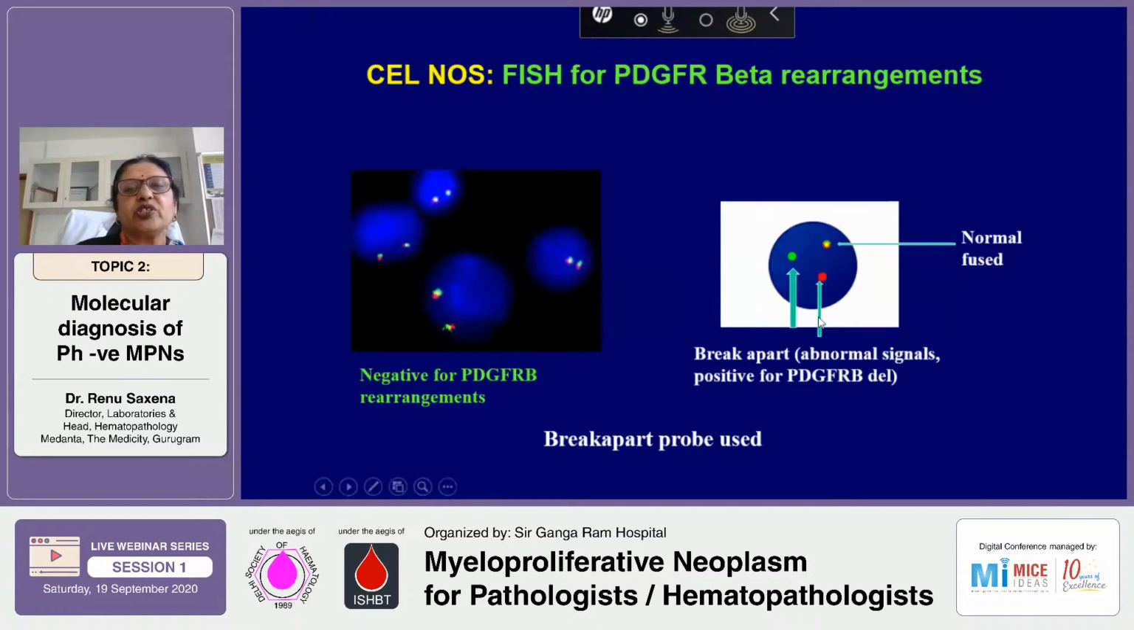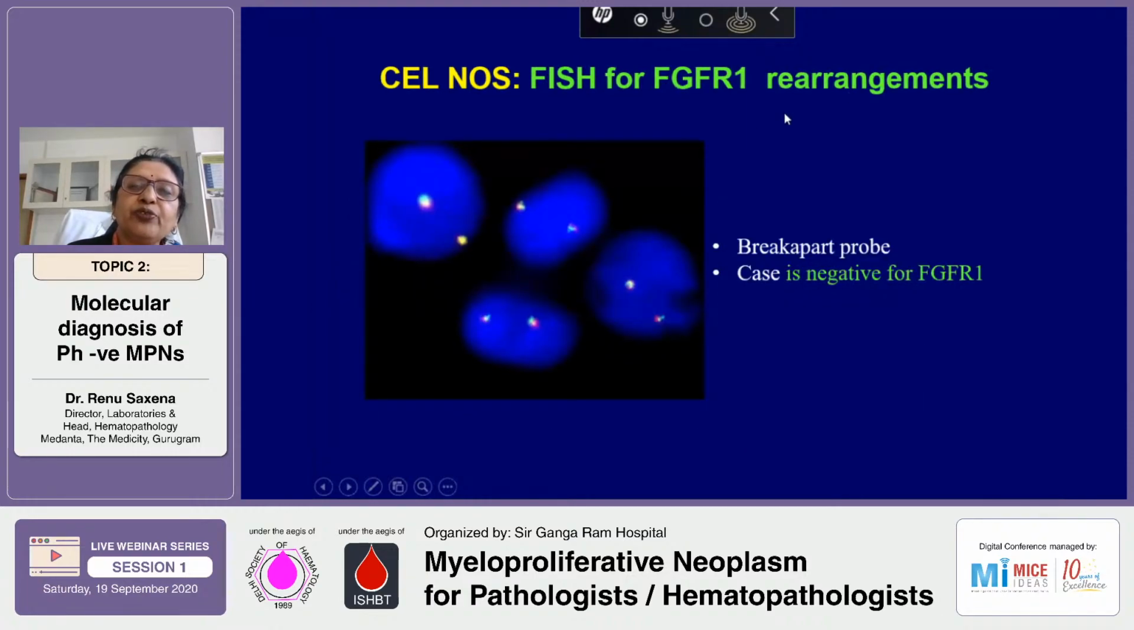And this is what you need to have for CEL-NOS. We use a different kind of probe for PDGFR beta rearrangement, a break-apart probe. This is a schematic diagram of what the probe looks like. A negative one is fused, but if there is a rearrangement, it breaks into two separate signals. This is the actual picture, where you can see there is no break-apart present, so this is negative for PDGFR beta.